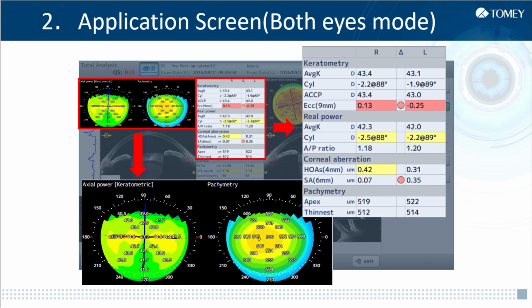Let us see the details in order from the top of the both eyes type of Total Analysis. We can see the topography map on the top here, and some parameters of keratometry, real power, corneal aberration, and pachymetry. For example, if the patient has keratoconus, we can realize it from the abnormality of the axial map or thinning of the pachymetry map. Of course, we can refer to each parameter of keratometry, pachymetry, HOAs and so on. In addition, please check whether the icon appears between both eyes' parameters to compare the difference.